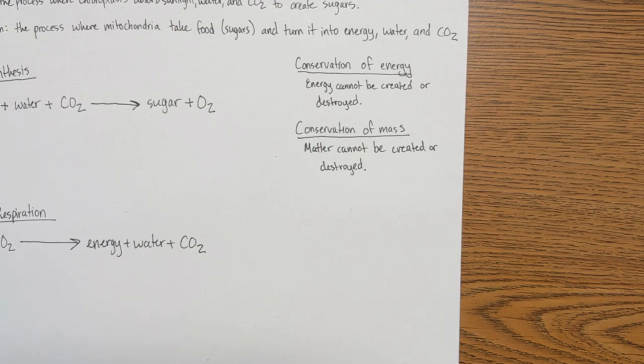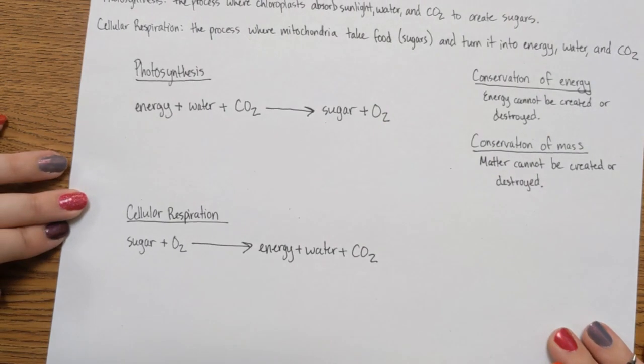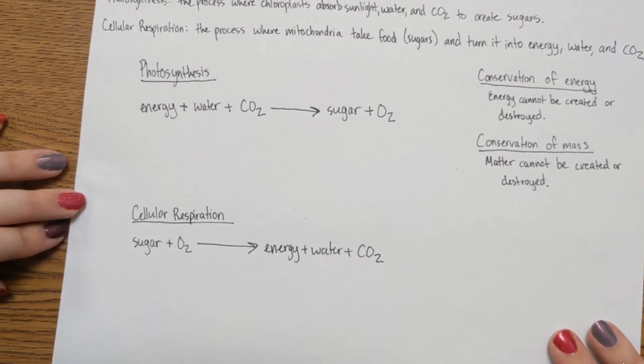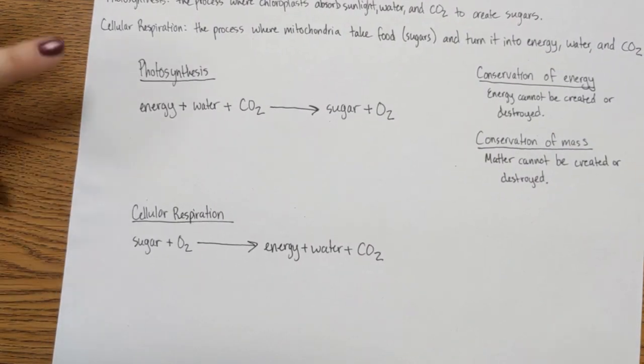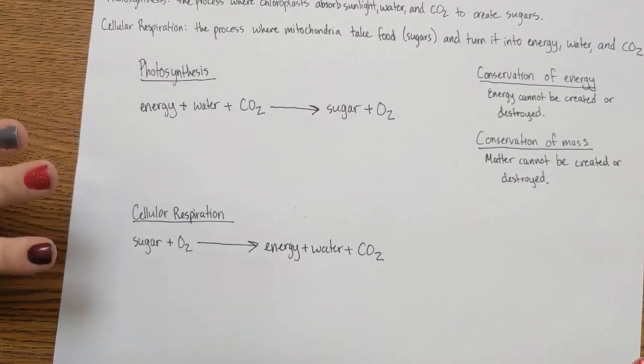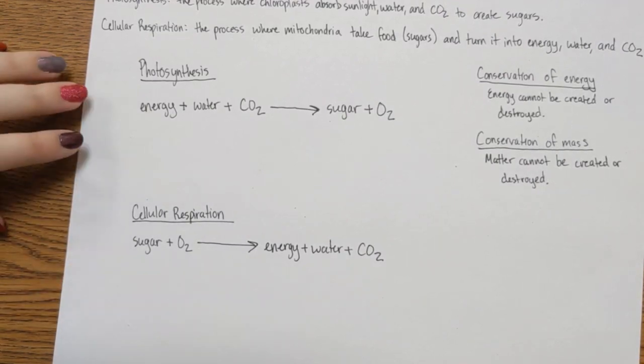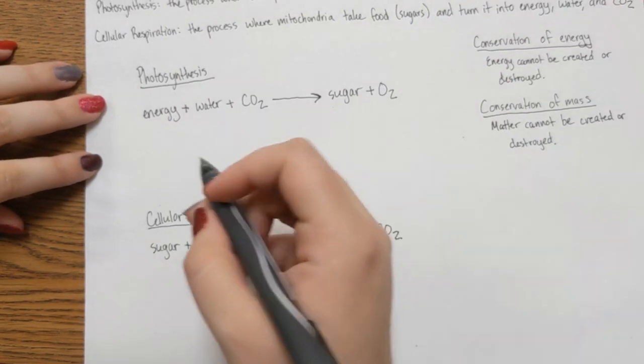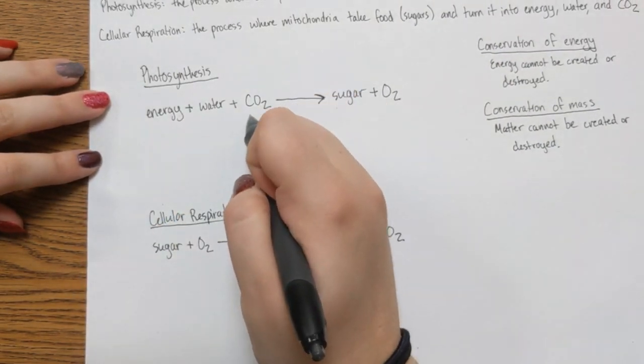Now, this might have sounded like a weird sidebar to this, but it's actually really, really critical for our chemical equations. Now we're going to get into the real nitty-gritty of it. So this is not typically how we write a chemical equation, okay? How we write a chemical equation is similar to this, okay?